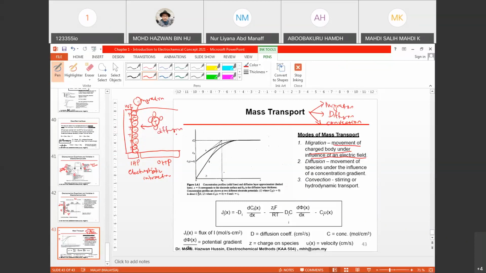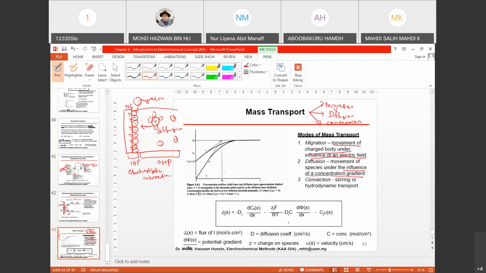Diffusion occurs because of the influence of a concentration gradient. Over here, you will see that since negatively charged ions have been adsorbed on the surface, the concentration of negatively charged ions at the inner Helmholtz plane will be higher as compared to the concentration of negatively charged ions at the outer Helmholtz plane. Then this will create diffusion.